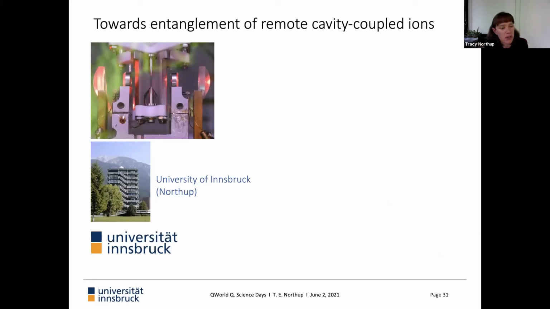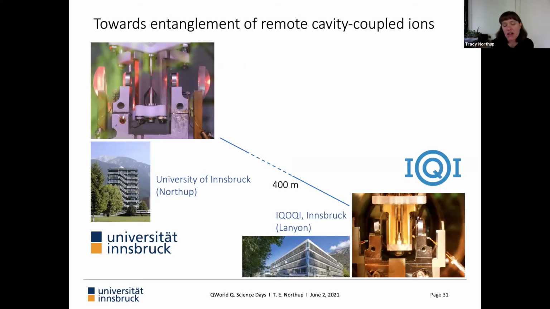So the photo I showed you above on the left-hand side is from my research group. This is the building I'm talking to you from today at the University of Innsbruck. So I'm here on the 4th floor, looking out towards the north, which is where those mountains are in the picture. But here's another building on our campus. It's about 400 meters away.